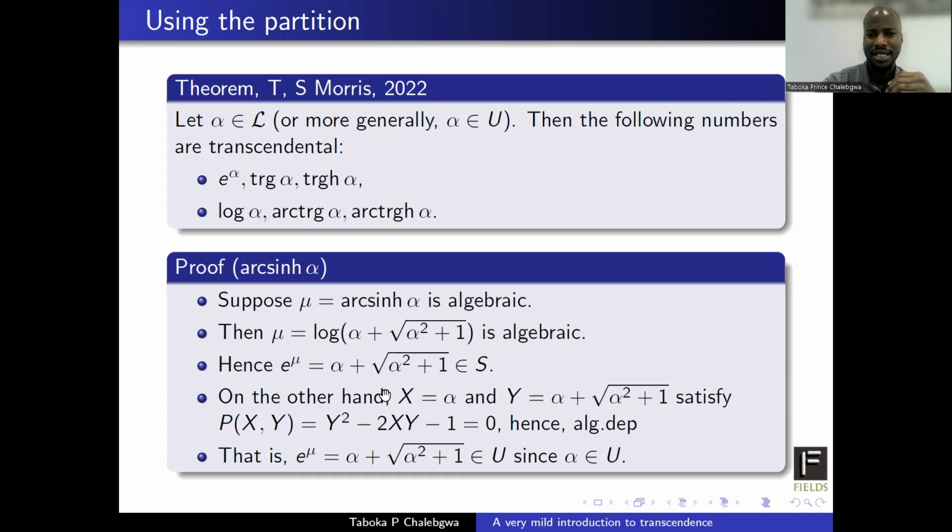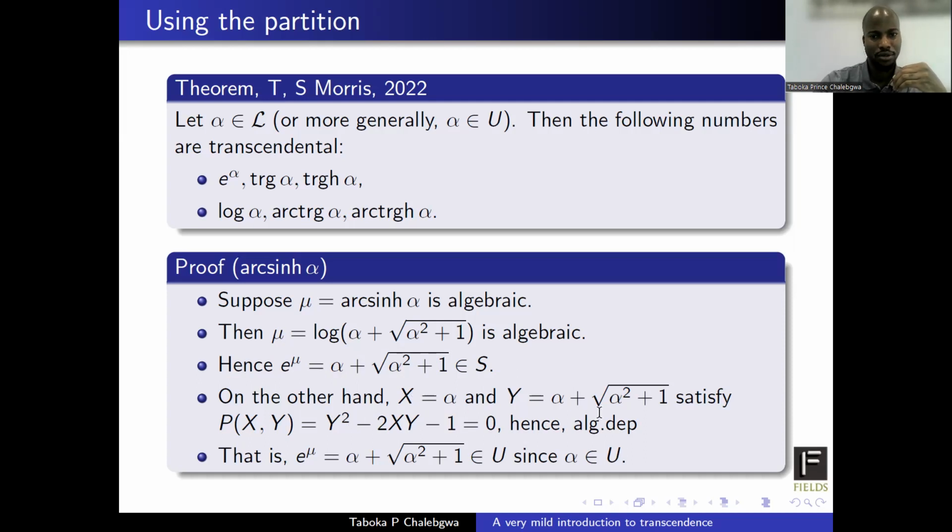So proceeding, on the other hand, if I let x be alpha and I let y be alpha plus square root of alpha squared plus 1, then it turns out that x and y are actually algebraically dependent. In fact, x and y satisfy this polynomial here, y squared minus 2xy minus 1 equals 0. This is a polynomial in two variables with integer coefficients. You can try it out for yourself by plugging in x and y, as they're defined here, into this polynomial, and you'll see that it evaluates to 0. But the main point is that alpha and this number are algebraically dependent.